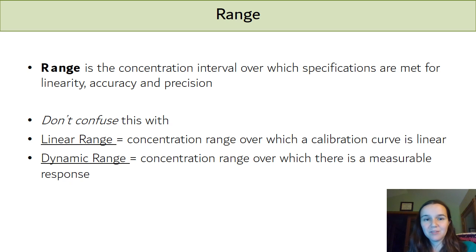Range is just plain old range, the concentration interval over which your specifications are met. And that means for linearity, accuracy, and precision. It really means the usable range. Your data is good in that area. Don't confuse it with linear range, which means the calibration curve is linear. Why is this something you could confuse it with? Well, maybe your accuracy and precision is not good during that entire linear range. And of course, as demonstrated on the previous slide, dynamic range, you can still have a measurable increase without it being linear.